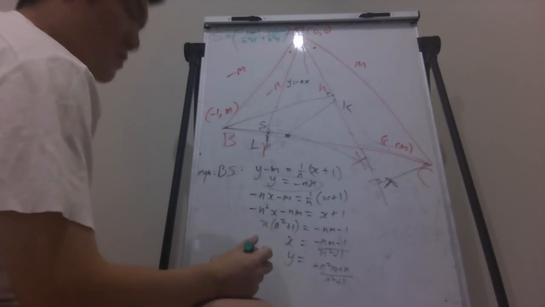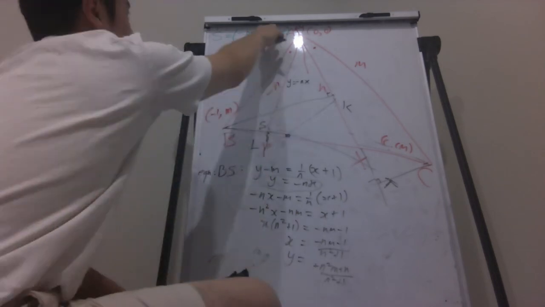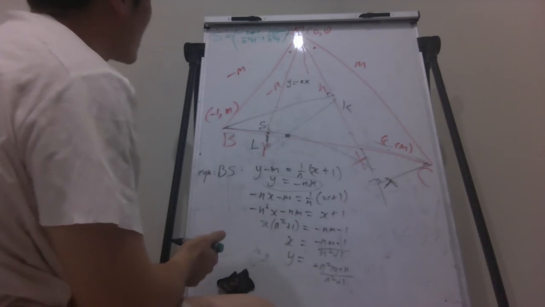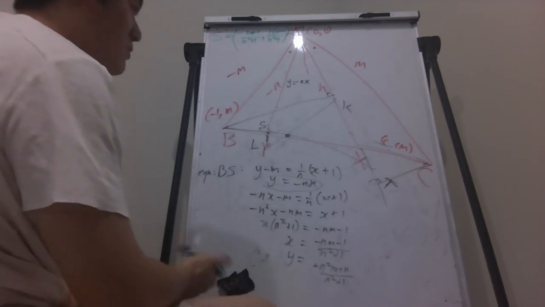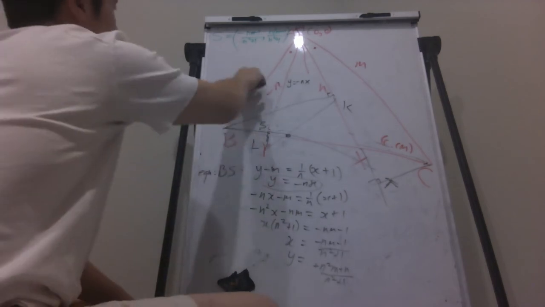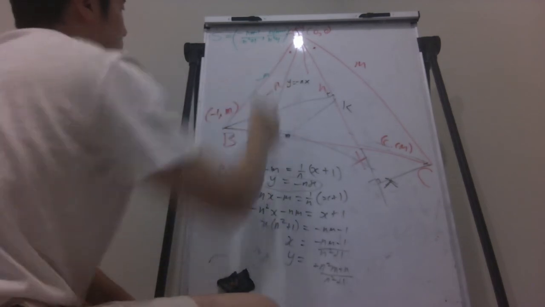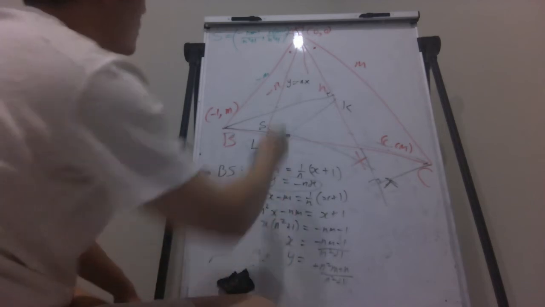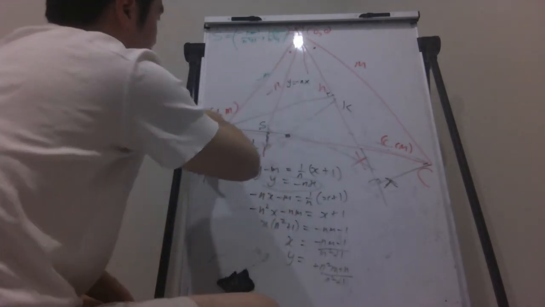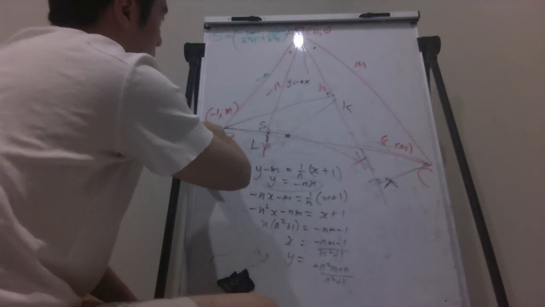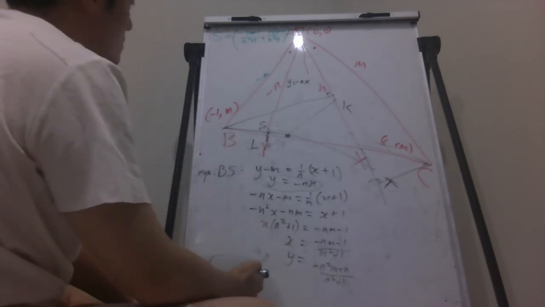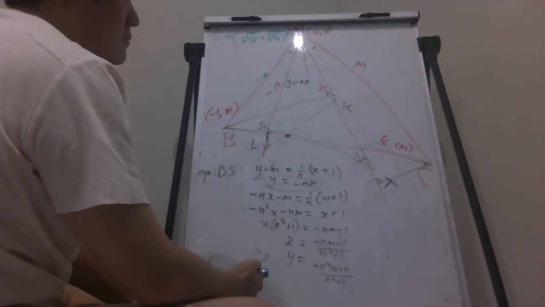Isn't it plus n? It's a plus, yeah. Fine, doesn't matter. So can you see how to get the other points now? We got S was minus n with m, yeah? Does that make sense?